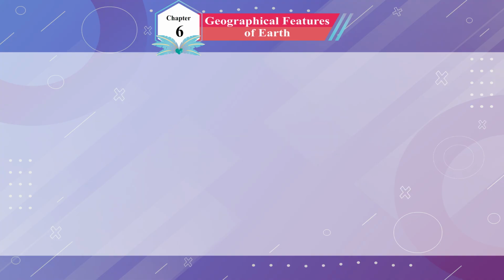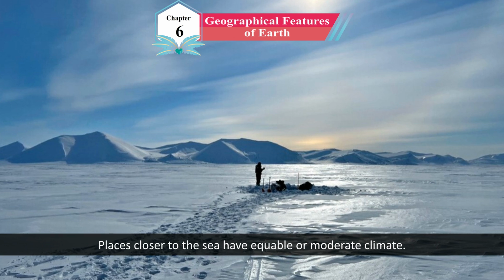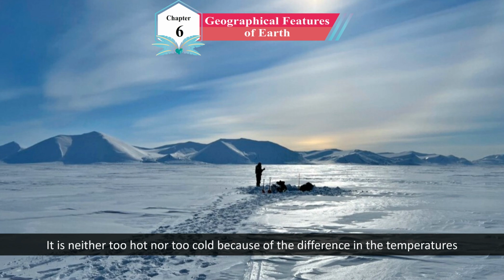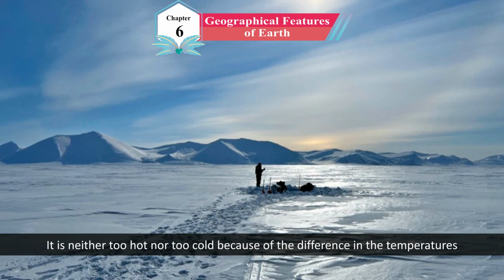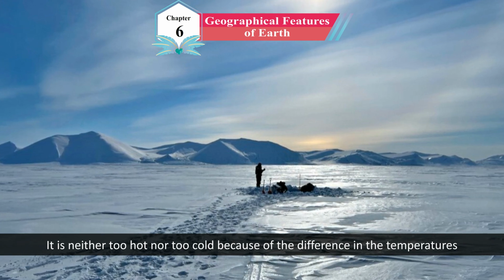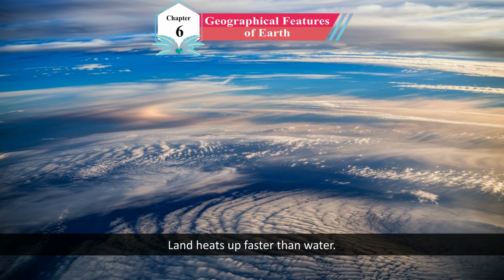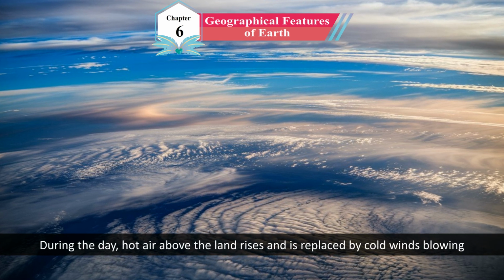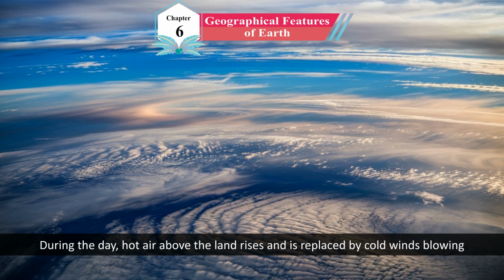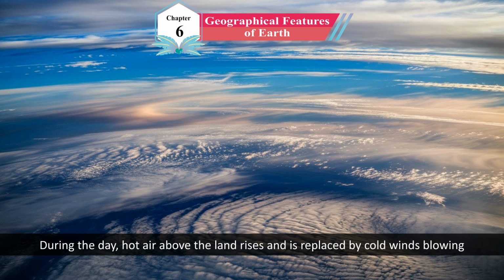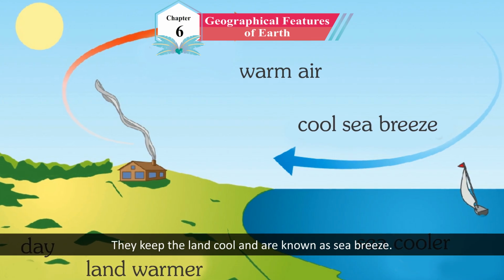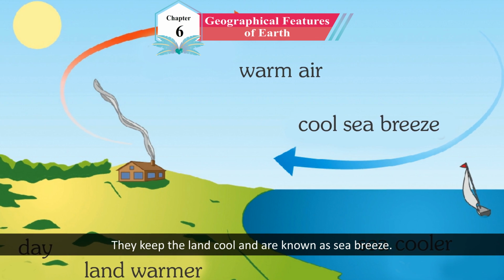Distance from the sea. Places closer to the sea have equable or moderate climate. It is neither too hot nor too cold because of the difference in the temperature of water and earth. Land heats up faster than water. During the day, hot air above the land rises and is replaced by cold winds blowing in from the sea. They keep the land cool and are known as sea breeze.